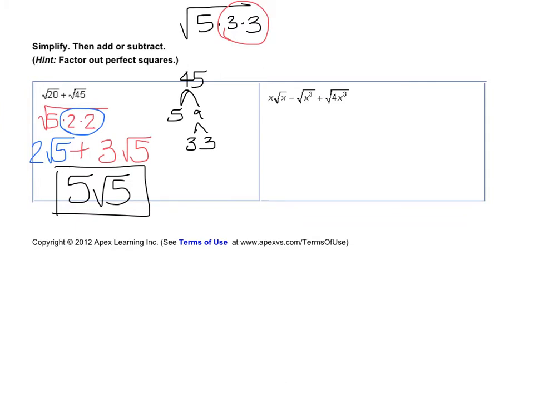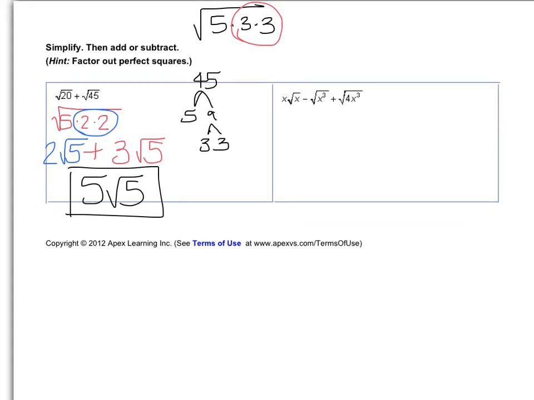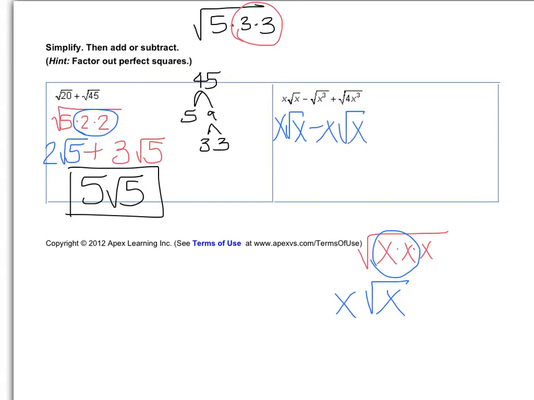So right now, looking at the next problem, I can't combine anything together because, yes, these two at the end both have x cubed, but one of them has a 4x cubed, so I can't combine them. So I've got to see if I can simplify. Well, I can't simplify x square root of x, but if I start with x cubed, that's x times x, and I have a pair of x's, so that becomes x square root of x. So right now I have x square root of x minus x square root of x.